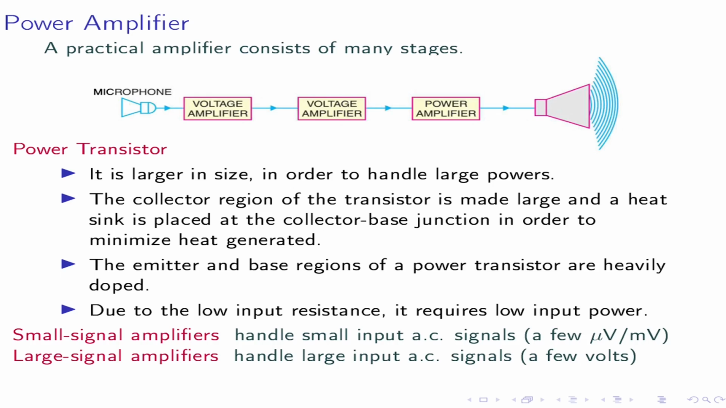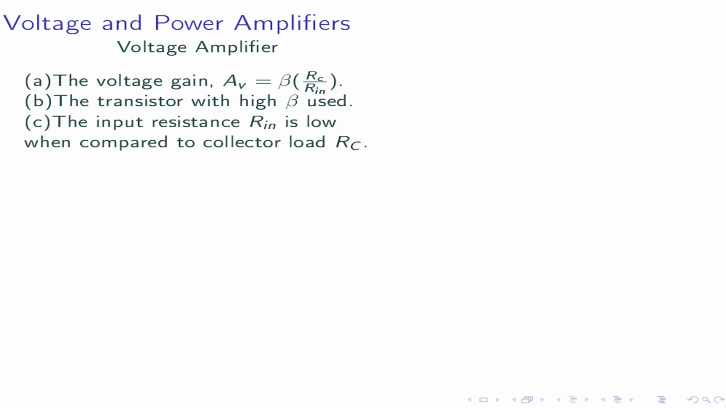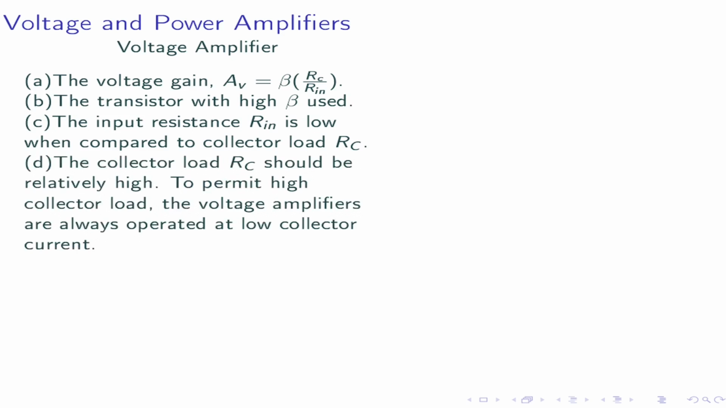In any practical system, we have a voltage amplifier and a power amplifier. Let us compare voltage and power amplifier. A voltage amplifier has a voltage gain AV equal to beta RC by Rin. The transistor with a high beta is used in a voltage amplifier. The input resistance is low when compared to collector load RC. The collector load should be relatively high. To permit high collector loads, the voltage amplifiers are always operated at low collector current.